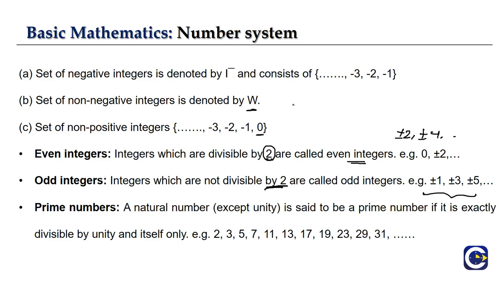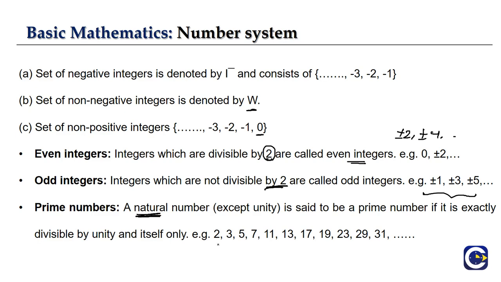Now we'll get into our specific types of numbers. The first one we are going to see here is prime numbers, right? So what is actually a prime number? Which number is called a prime number? A natural number is said to be a prime number if it is exactly divisible by unity and itself only. If you observe here, only natural numbers are said to be prime numbers, which means negative numbers will not be considered here. So a natural number is said to be a prime number if it is exactly divisible by 1 and itself.